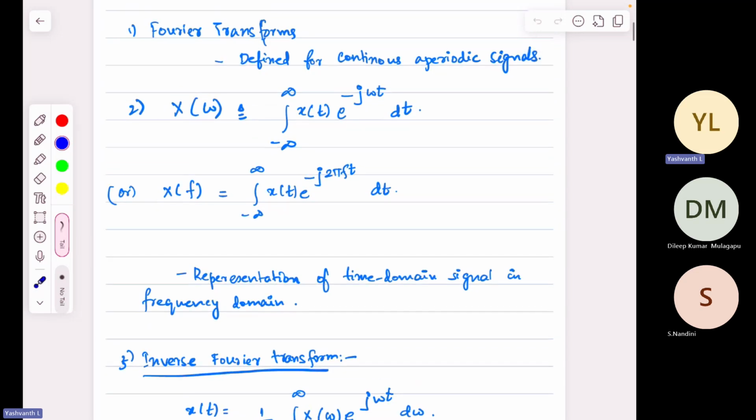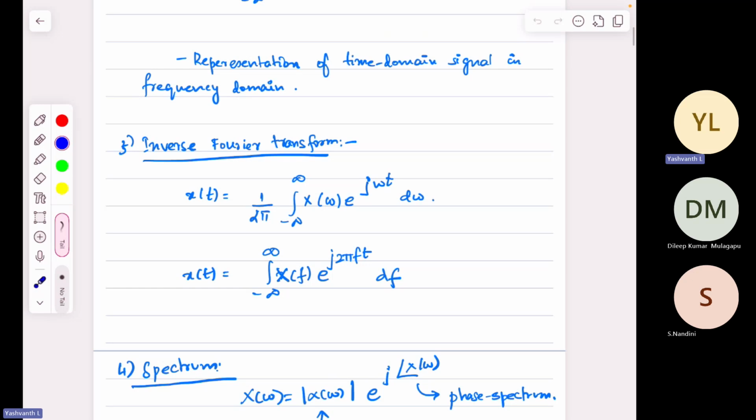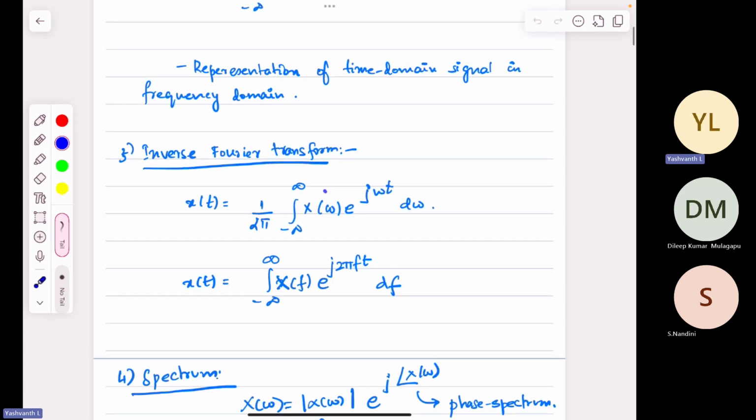Depending on what is being asked in the questions, whether they ask for omega or for f, accordingly you choose whichever definition you have to follow. So representation of the time domain signal in the frequency domain is a Fourier transform. Similarly, the inverse Fourier transform: you're given a frequency domain signal, how do you go back to the time domain signal? Here you take x of omega, multiply by e power plus j omega t, integrate with respect to omega from minus infinity to plus infinity, and then multiply it with 1 by 2 pi. Whatever is the answer here is basically your x of t.